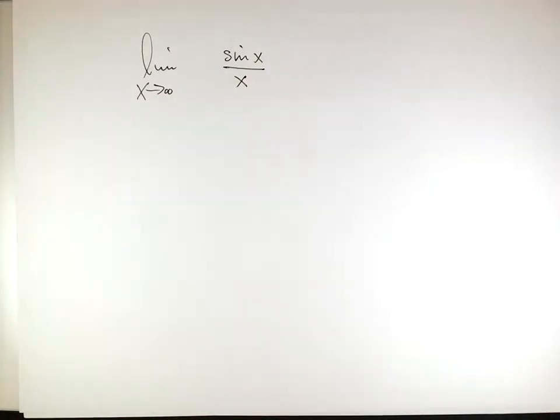Now, here's the deal. We know what happens to sine x over x as x goes to 0. That limit's equal to 1. We proved that. Sine x over x, x goes to 0. What happens as x goes to infinity, on the other hand? It goes to 1. No. What happens as x is going to infinity?